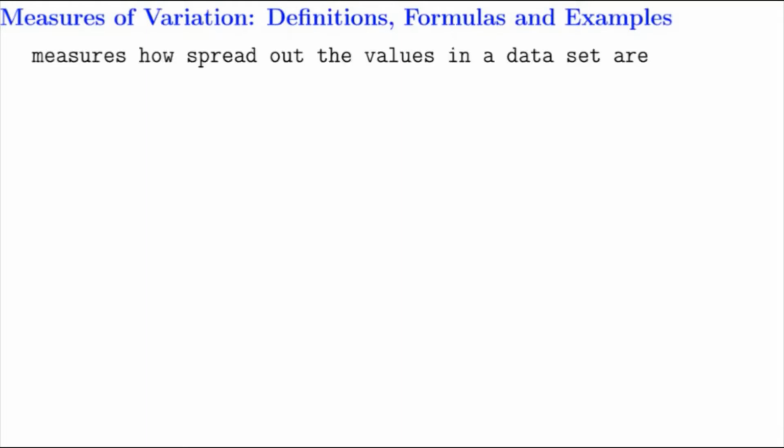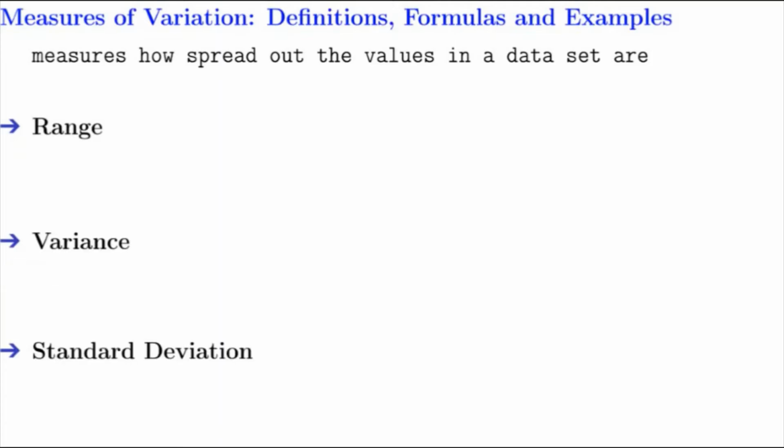Here I am going to talk about measures of variation, their definitions, formulas, and examples. Measures of variation measure how spread out the values in a dataset are. Types of measures of variation are range, variance, and standard deviation.